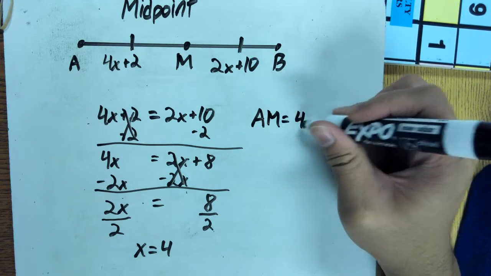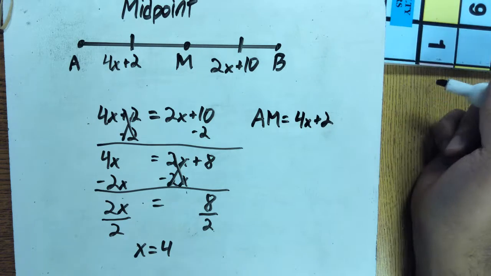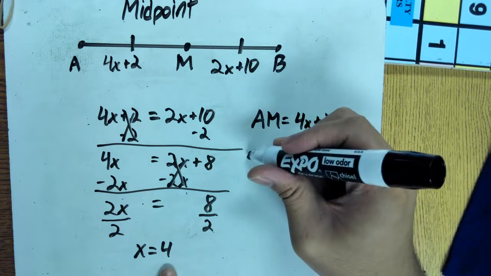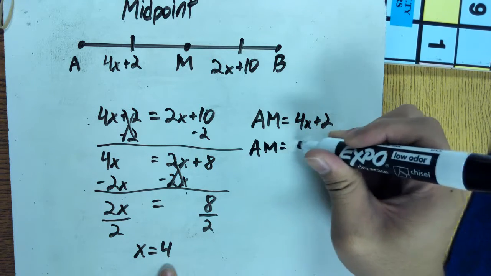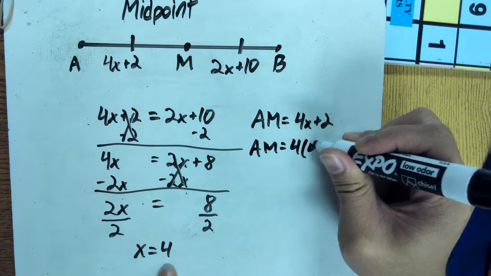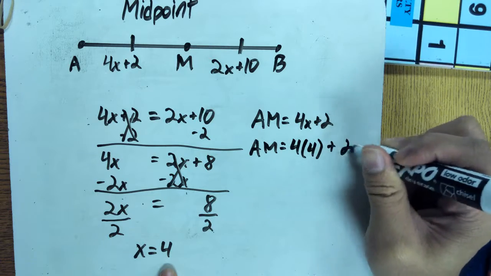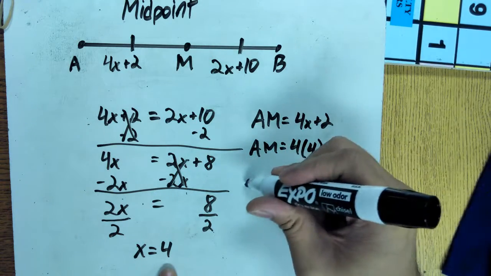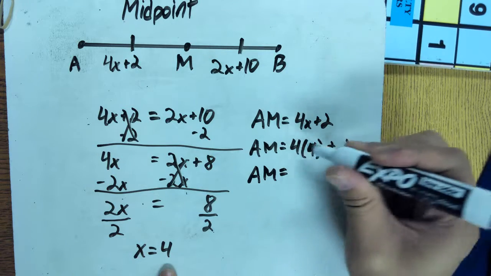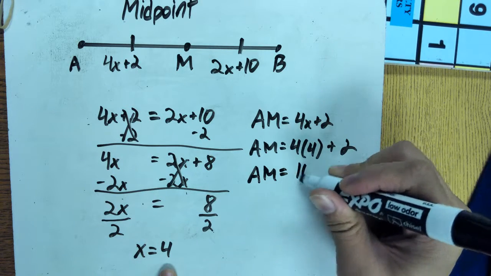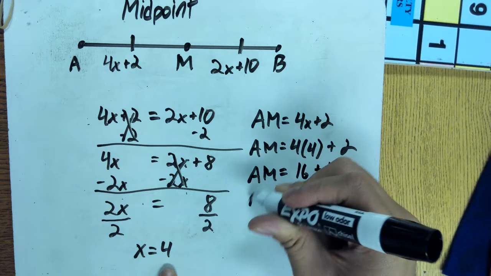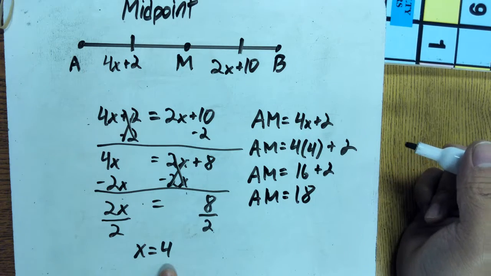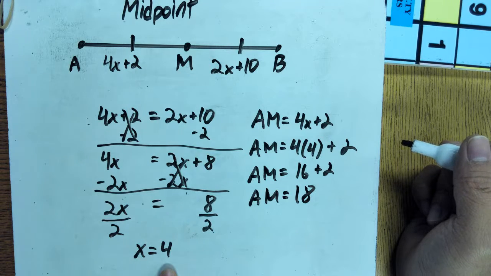So we know AM equals 4x plus 2. Because we know that x equals 4, we can plug that in. So 4, parentheses 4. Instead of the x, I plug in a 4. That means 4 times 4, which is 16, plus 2, to get me AM equals 18. Alright.